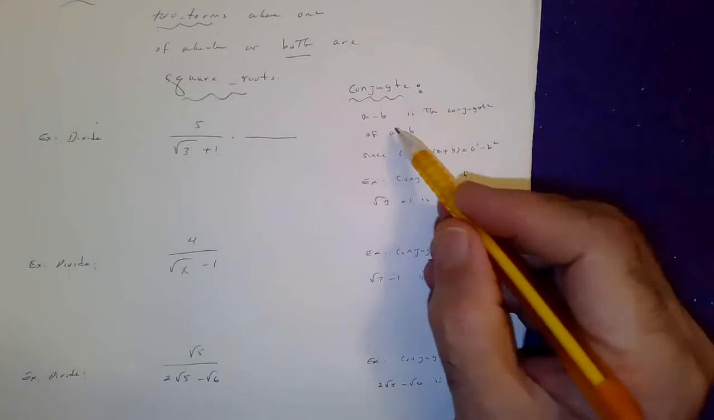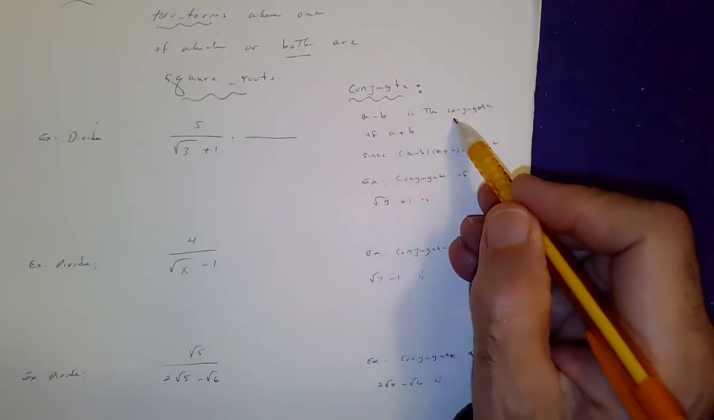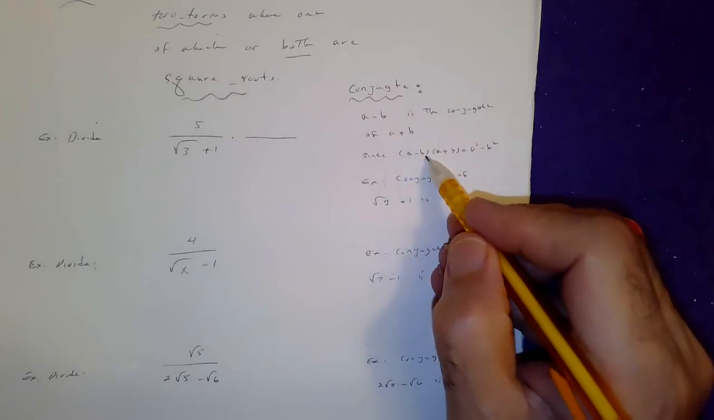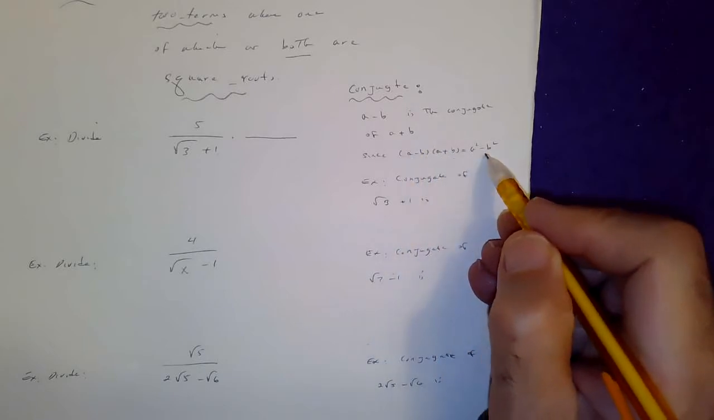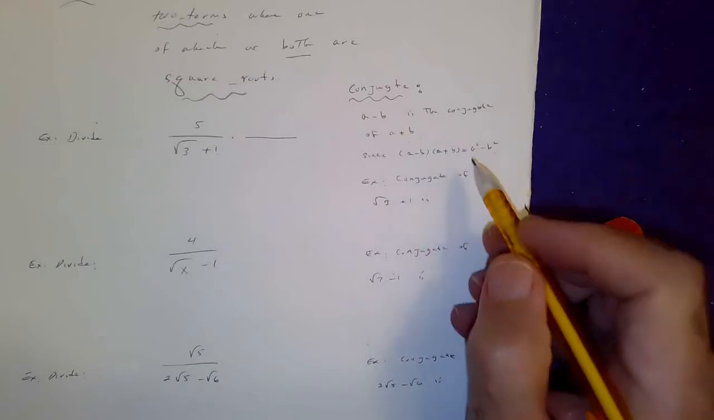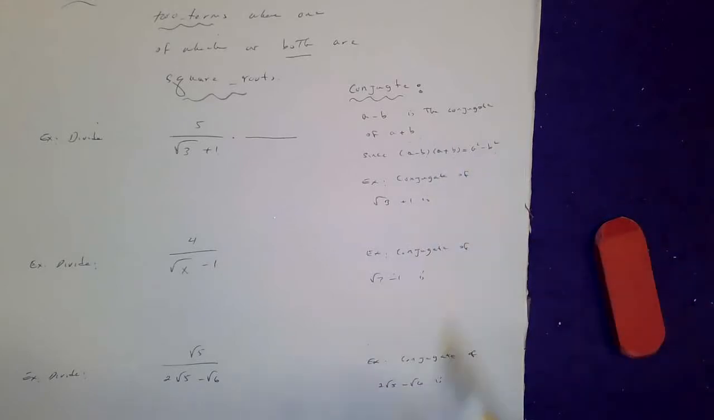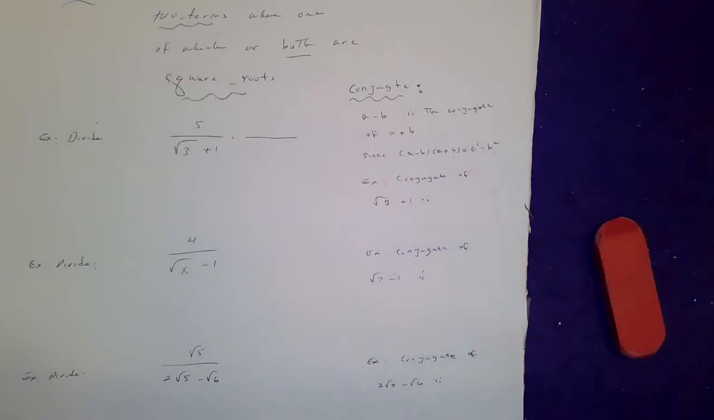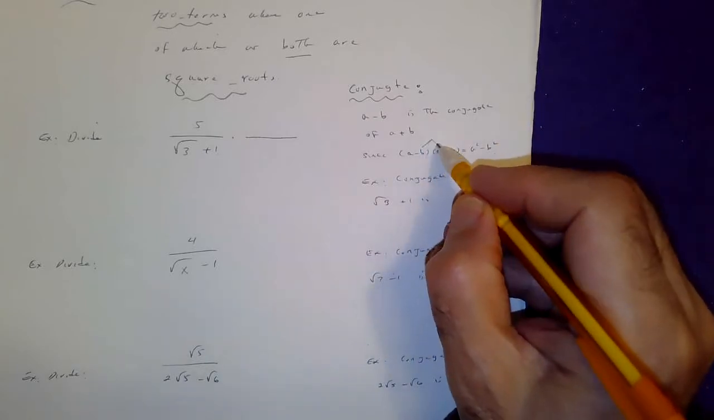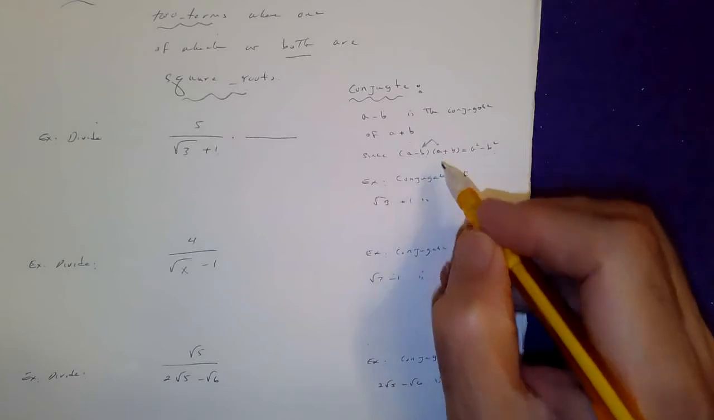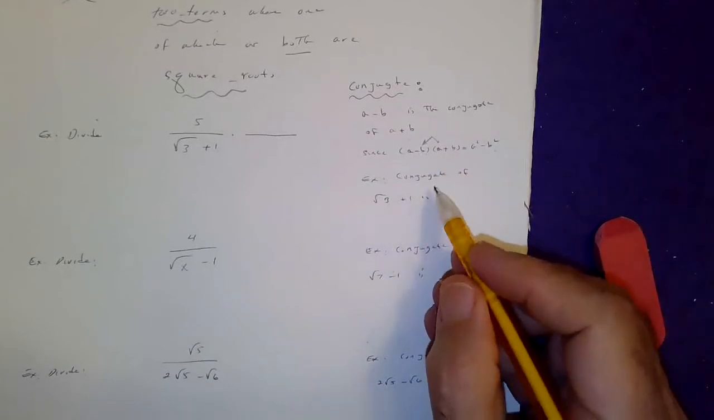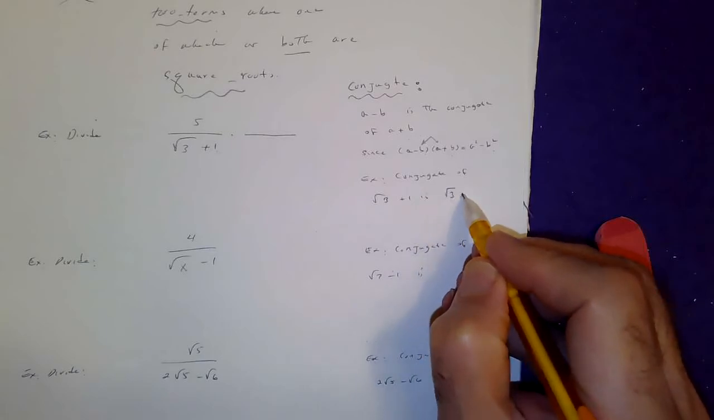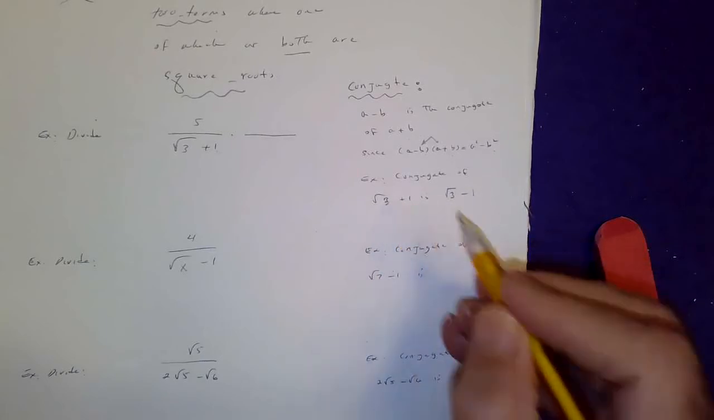What is a conjugate? A minus B is said to be the conjugate of A plus B. Why? Because A minus B times A plus B gives you A squared minus B squared. Remember the difference of 2 squares? Remember how we factored A squared minus B squared? That was A minus B times A plus B. So these guys are called conjugates of one another. So the conjugate of the square root of 3 plus 1 is the square root of 3 minus 1. Do you see it?